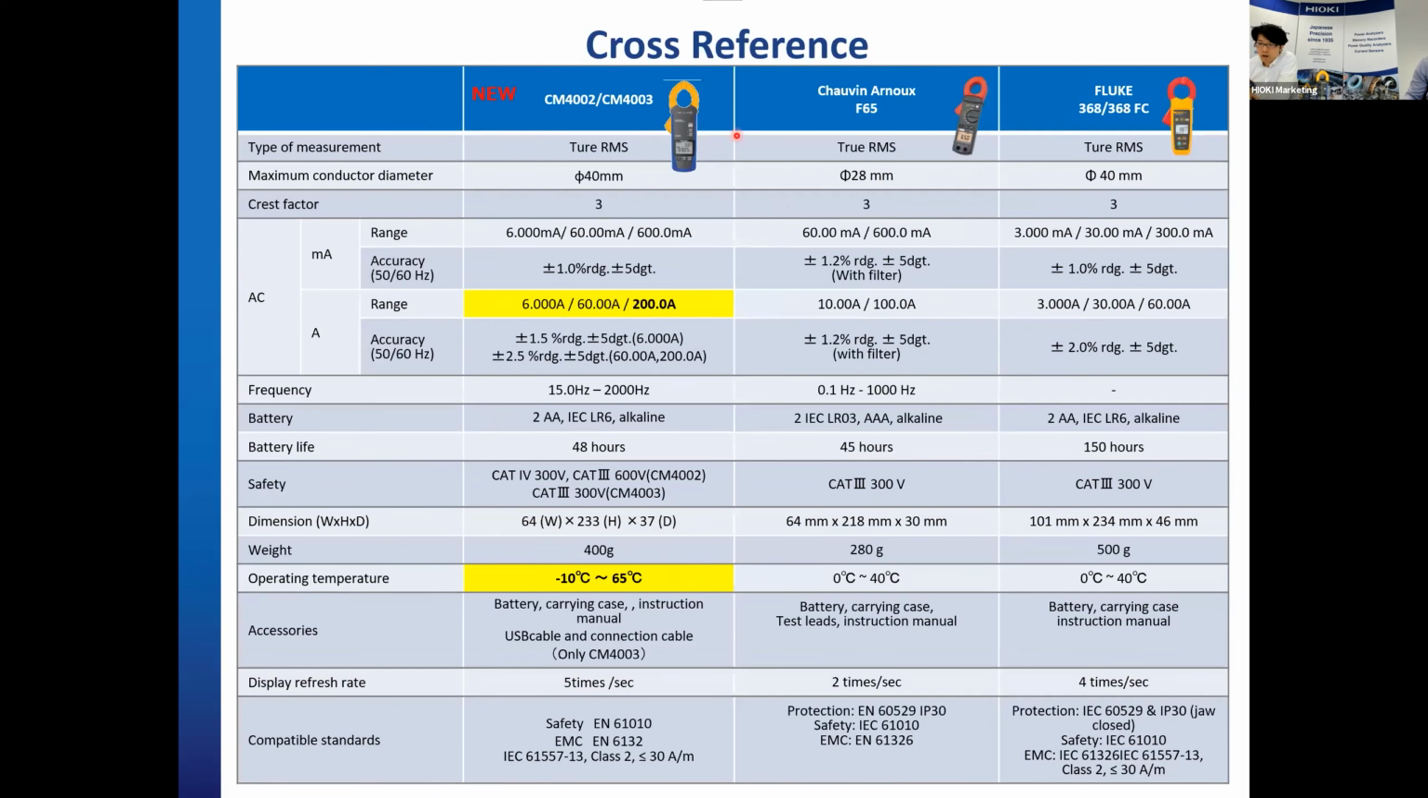On the other hand, the large one, the Fluke 368, has the same diameter clamp, but the Fluke can measure up to 60 amps. But CM4003 can measure up to 200 amps. So this is a big advantage of HIOKI.